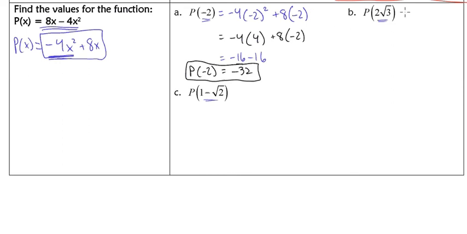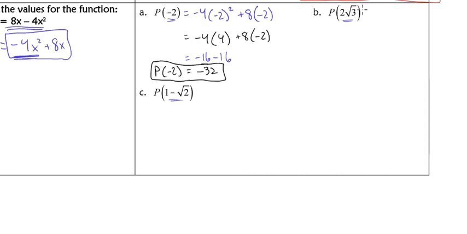So next one, we've got p of 2 root 3. So p of 2 root 3 is going to be -4 times something squared plus 8 times that same something. And the something for us is going to be 2 root 3, just plugging in those values in for x.